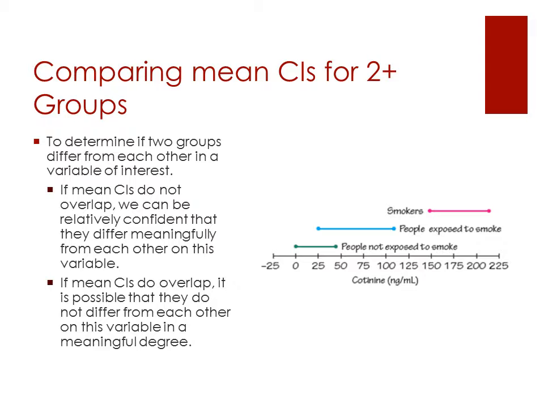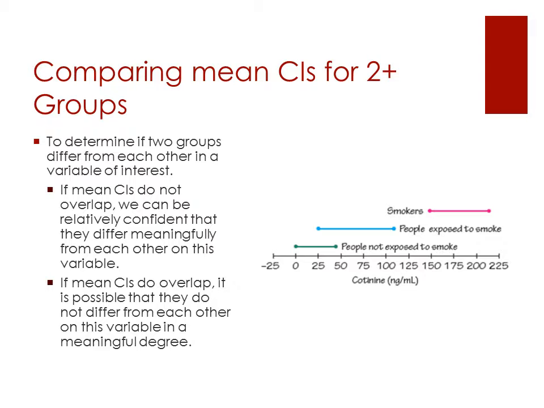Now, people who are exposed to smoke, we can see their confidence interval overlaps to a certain degree with people not exposed to smoke, so there's some similarities. However, when we look at this, we can see that the predominant amount of people exposed to smoke in their ratings of cotinine is still much higher than people who are not exposed to smoke. So we would have serious questions there about there still being meaningful differences between those two groups.